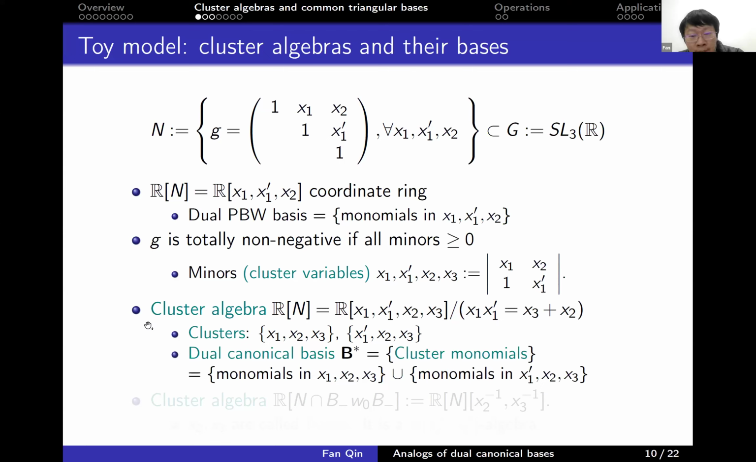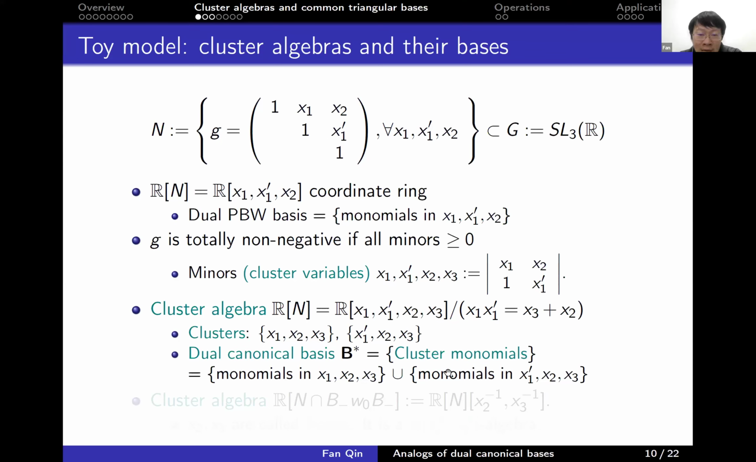And moreover, you can construct a basis in this way. You take the monomials in x1, x2, x3. As I said, these are called cluster monomials in the first cluster. And you take the cluster monomials in the second cluster. And then they just form a basis of the entire algebra. Because you have a naive basis of this 4-variable polynomial ring, but now modulo this relation, x1 x1 prime become redundant. Therefore, you get a basis in this way.